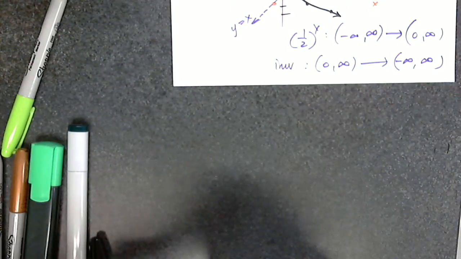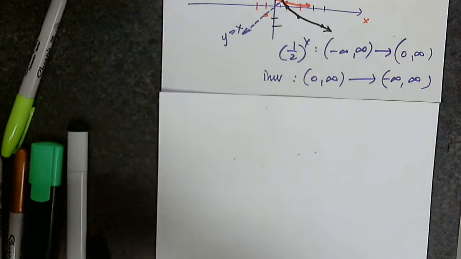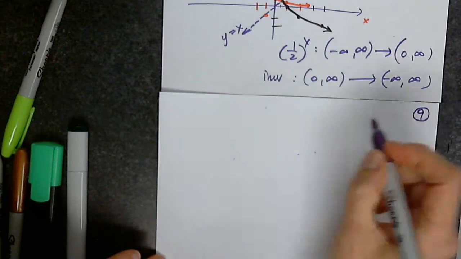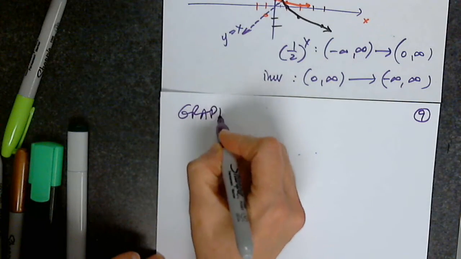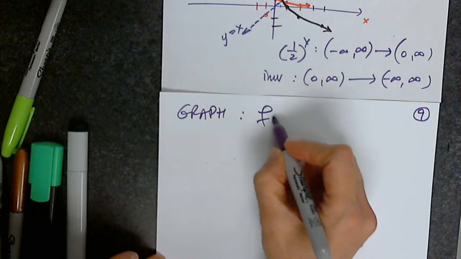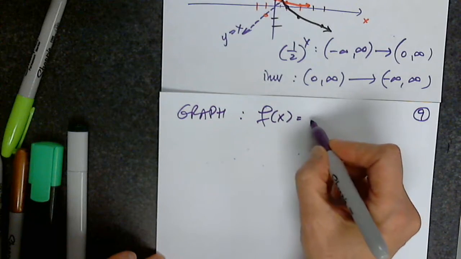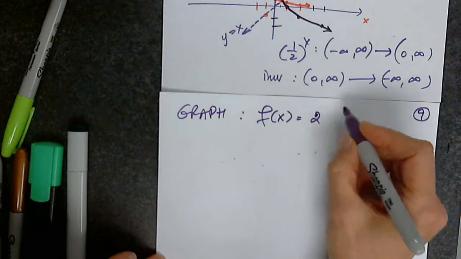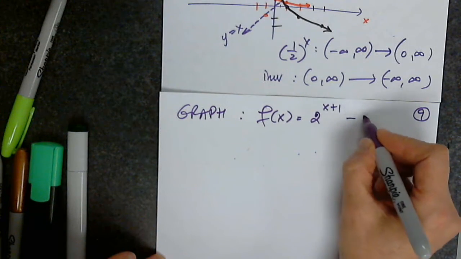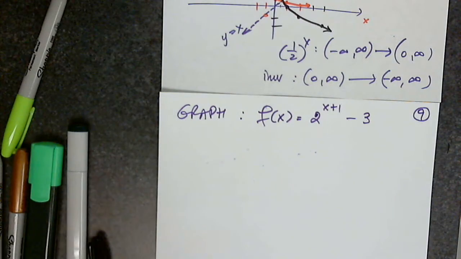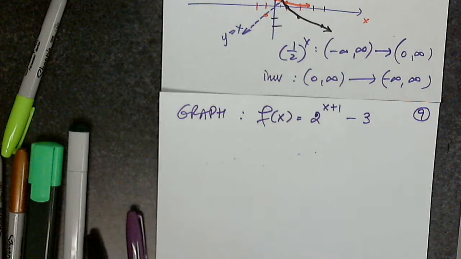Good. Now I would like to graph this function. F of x equals 2 raised to x plus 1 minus 3. I would like you to give me the transformations in the order of operations, and let's use transformations to graph. And then I'd like to look at a word problem.